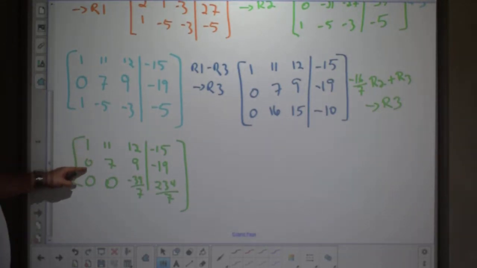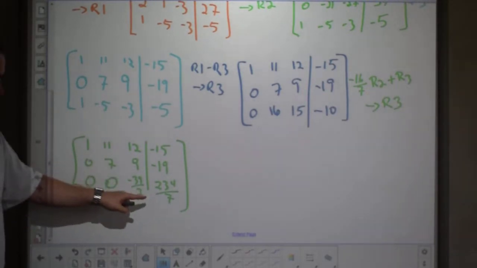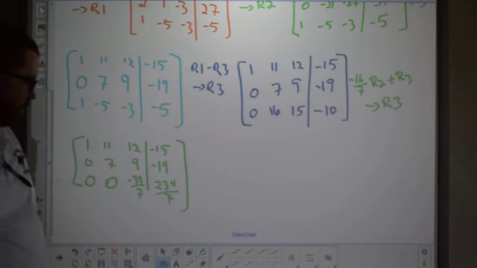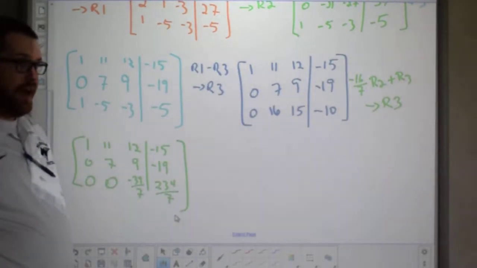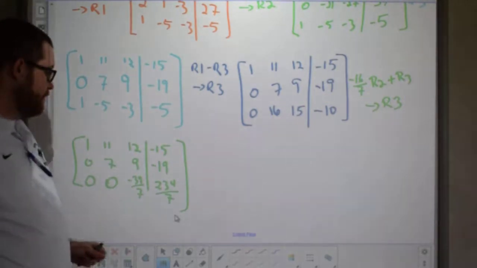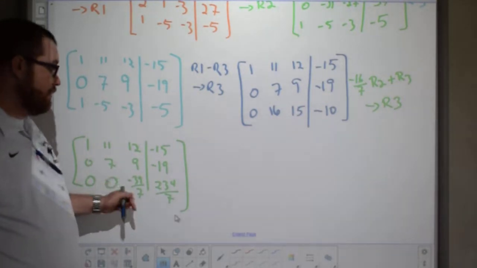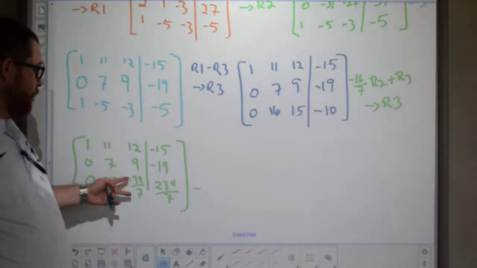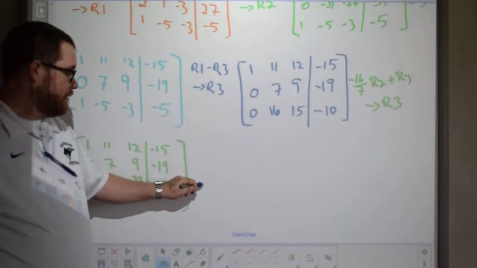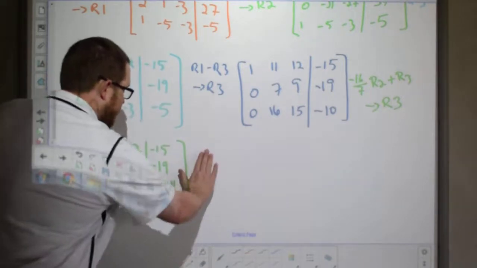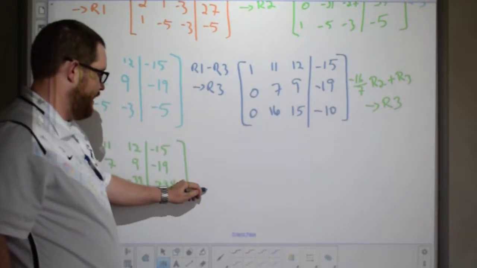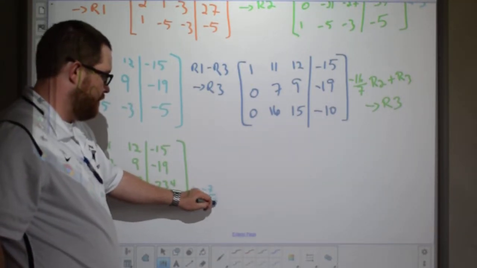I wanted a 1, 0, 0. So the zeros here are good, but now I need 1s on this column. Let's make this into a 1. What can I multiply negative 39 over 7 by to cancel it out and give me 1? Well, I know the way to get rid of the negative is to multiply it by a negative. And what will cancel out 39 over 7? 7 over 39. So I'm going to multiply by negative 7 over 39.